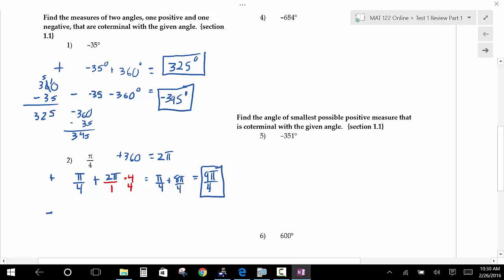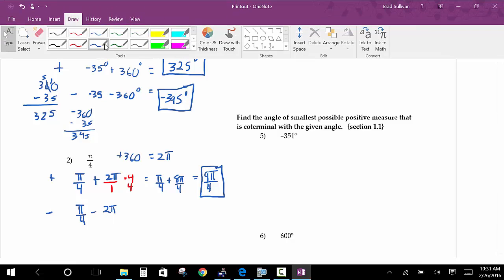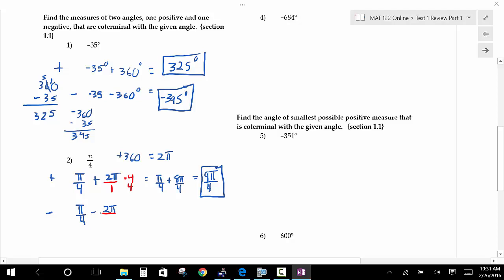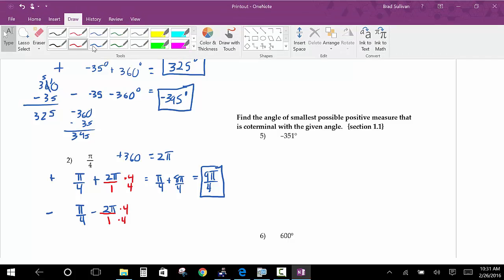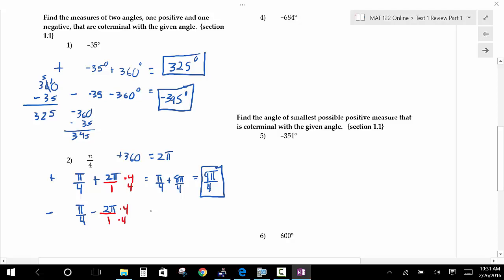Now if you want to do a negative one, you do the same thing, except this time you subtract 2 pi. By subtracting 2 pi, you're going to get a negative number just because 2 pi is bigger than pi over 4. So get a common denominator and change that over like that. Then we end up with pi over 4 minus 8 pi over 4. So that will give an answer of negative 7 pi over 4. You don't need to convert these to degrees or anything. You just add 2 pi or subtract 2 pi when you're dealing with radian measure.